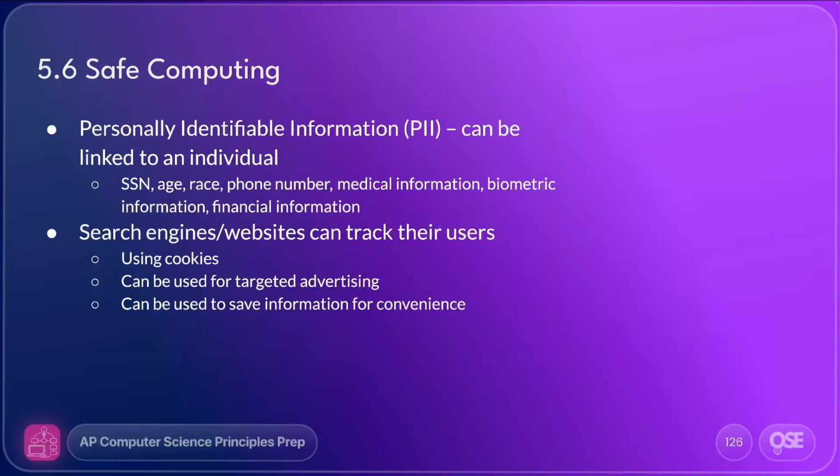This is any information that can be linked to an individual. For example, their social security number, age, or race. We also have to know that search engines and websites track their users. This can be done by using cookies, and one purpose of this is for targeted advertising, but it can also be used for more convenience, like saving our information for checkout.